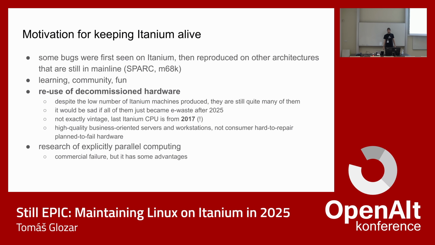The other question, then, the challenge, is what motivates us for keeping this historic architecture alive. One motivation that Johnny likes a lot is that some bugs were first seen on Itanium in our CI, and then later they were reproduced on other architectures that are still in mainline. This has happened so far for Spark and also for M68K. But the main motivation for me is learning, community, and fun.